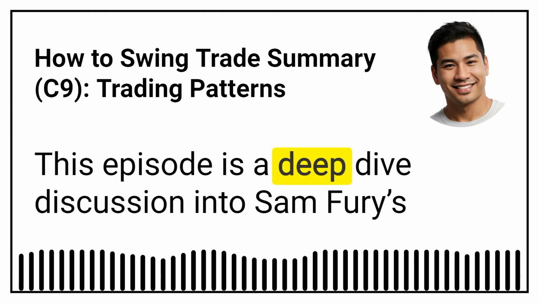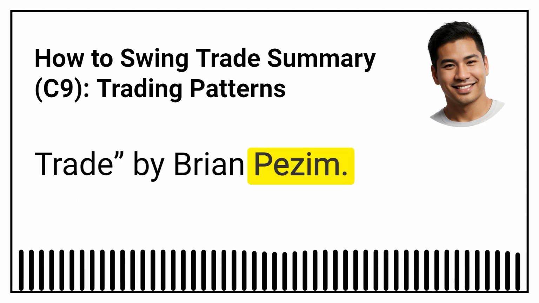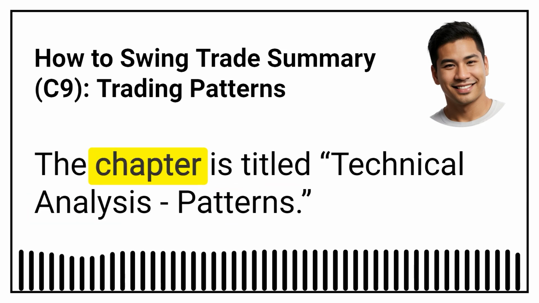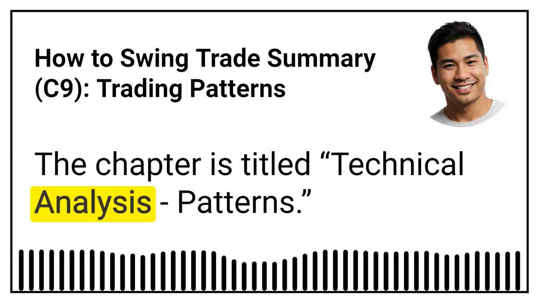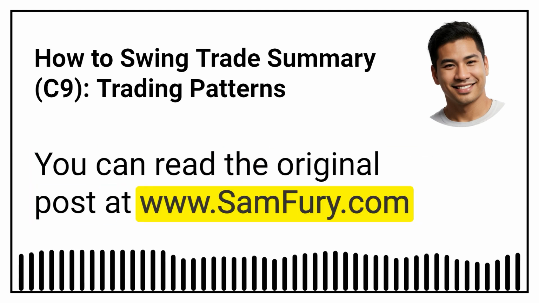This episode is a deep dive discussion into Sam Fury's summary of Chapter 9 from the book How to Swing Trade by Brian Pazim. It has been created with the help of AI. The chapter is titled Technical Analysis Patterns. You can read the original post at samfury.com.